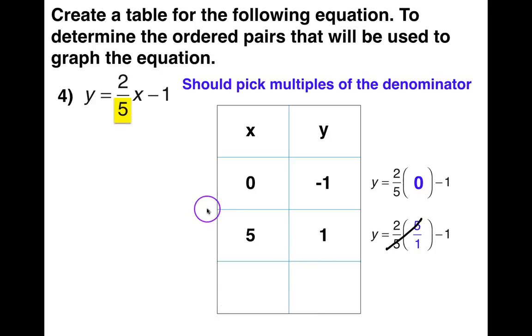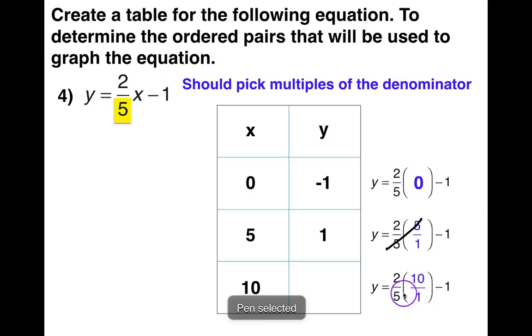Now the next value I would try, because it has to be multiples of 5, is 10. So here I'm rewriting the equation. I'm going to plug in 10 for x, but I'm going to purposely make it a fraction, so it's going to be 10 over 1. I can cross cancel. 5 divided by 5 is 1. 10 divided by 5 is 2. 2 times 2 is 4, divided by 1 is 4. 4 minus 1 is 3. So here, I'm going to have an output of 3.